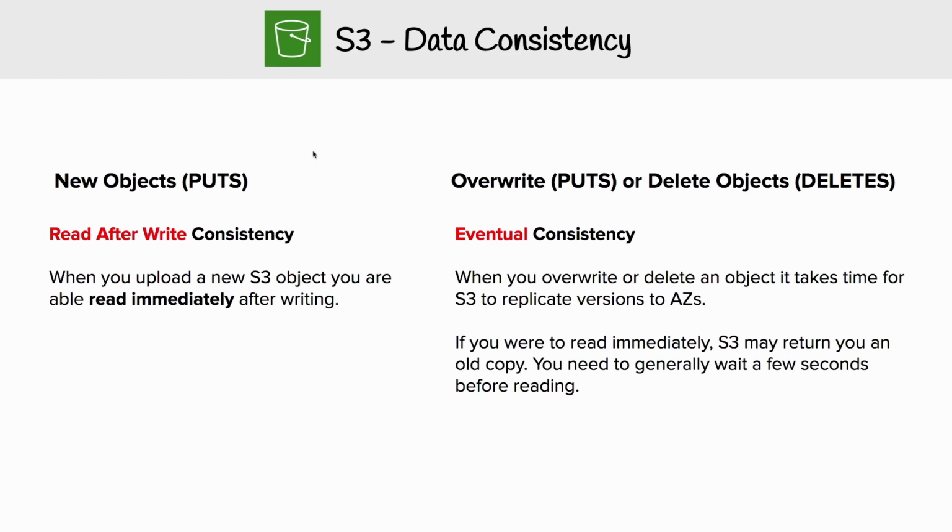When you send new data to S3 as a new object, it's going to be read-after-write consistency. What that means is as soon as you upload it, you can immediately read the data and it's going to be consistent. Now, when it comes to overwriting and deleting objects, it's going to take time for S3 to replicate it to all those other AZs. So if you were to immediately read the data, S3 may return an old copy. It only takes like a second or two for it to update, so it might be unlikely in your use case, but you just have to consider that it is a possibility, okay?